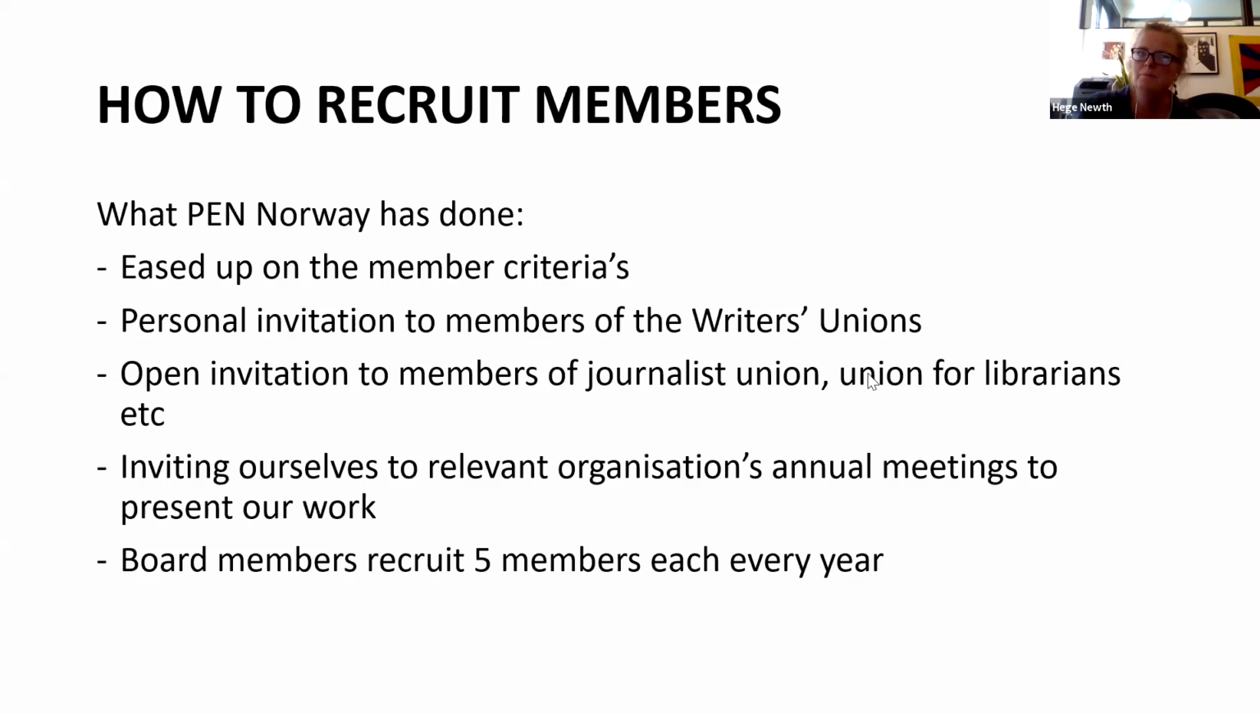How to recruit members? Matilda talked a little bit about that, and I'm sure you will talk more about it. We'll talk more about it later. One thing that we absolutely have done is to ease up our member criteria. We used to be only for literary members. That was the criteria. You had to be a member of the Writers' Union, Translators' Union, Publishers' Union. You had to be organized. You had to have something to show that you were a writer or working with literature.